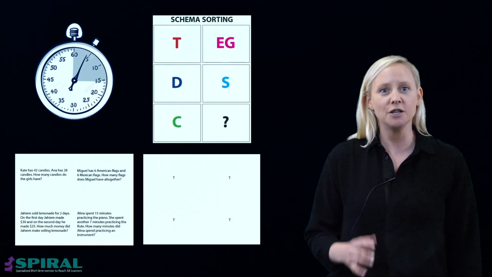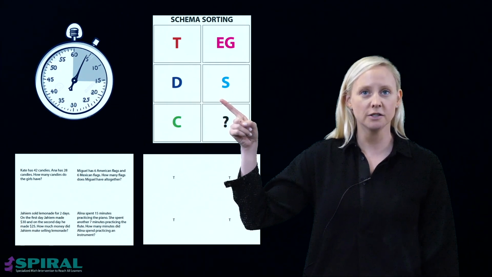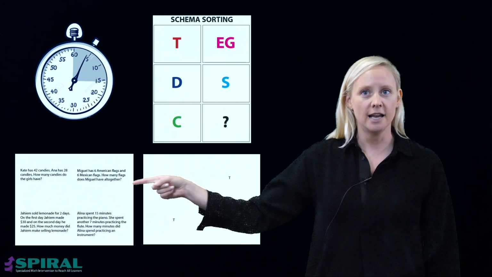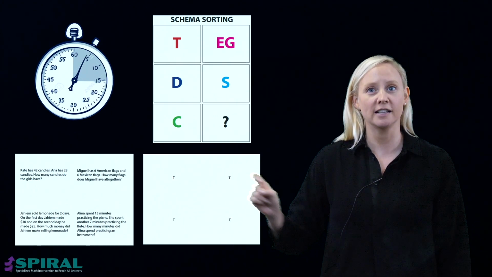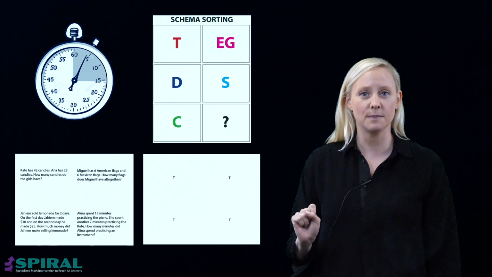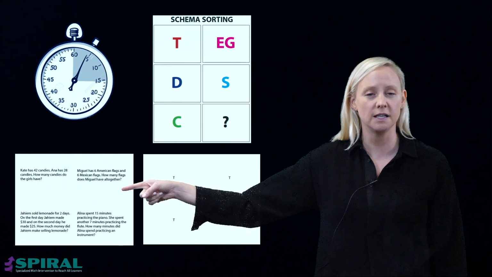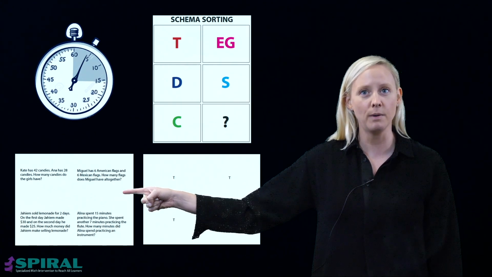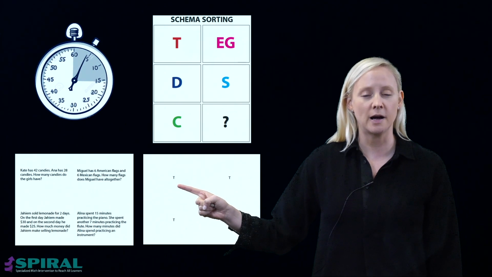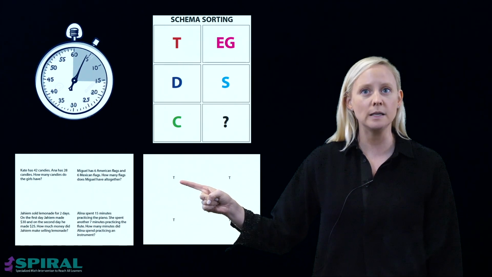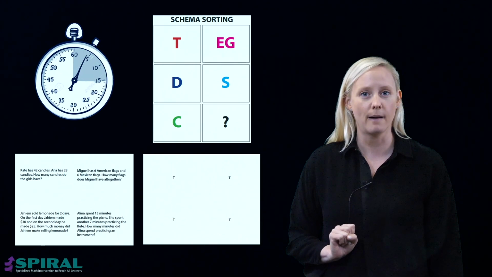For this activity, you will need the following materials: a timer, your schema sorting mat, and your schema sorting cards. Your Spiral coach has already provided you with your schema sorting cards, and they have cut them into fourths. So you will see on the front of the card is the word problem, and on the back of the card you will see the letter that corresponds to the schema. So here we see T, and that tells us that these problems are all total problems.